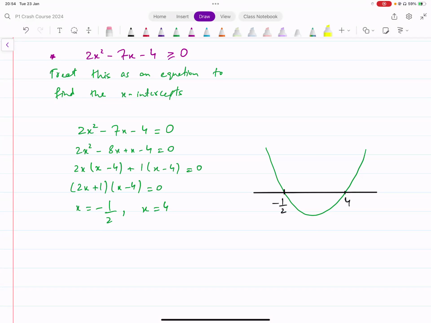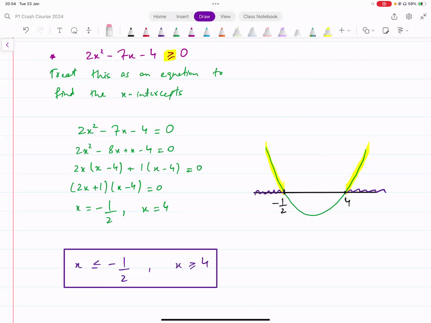Now, what does the question say? It says greater than or equal to 0. Where is y greater than or equal to 0? It's this region or this region, right? That's the region where the graph is above the x-axis. So these are the two regions that you're going to consider. If you consider the x values, you say x is either less than or equal to minus 1 over 2, or x is greater than or equal to 4. These are the two answers.